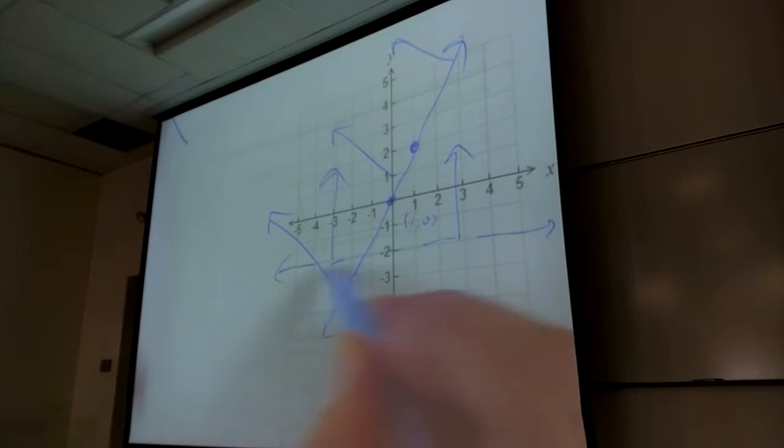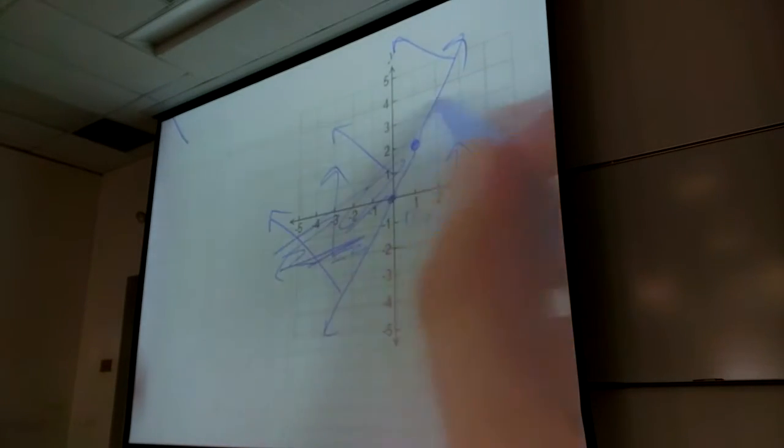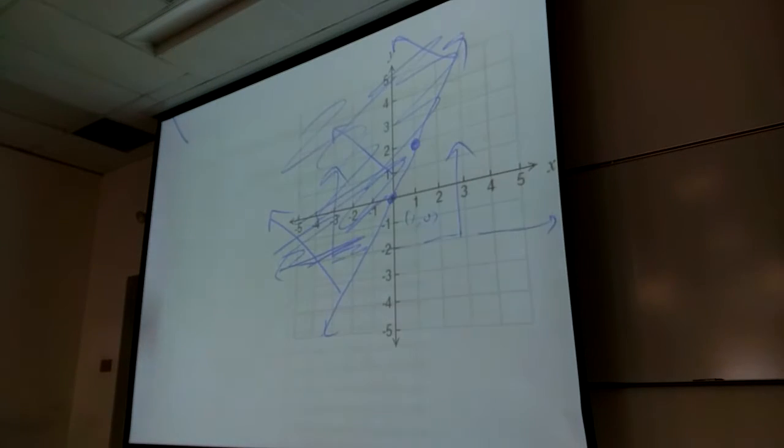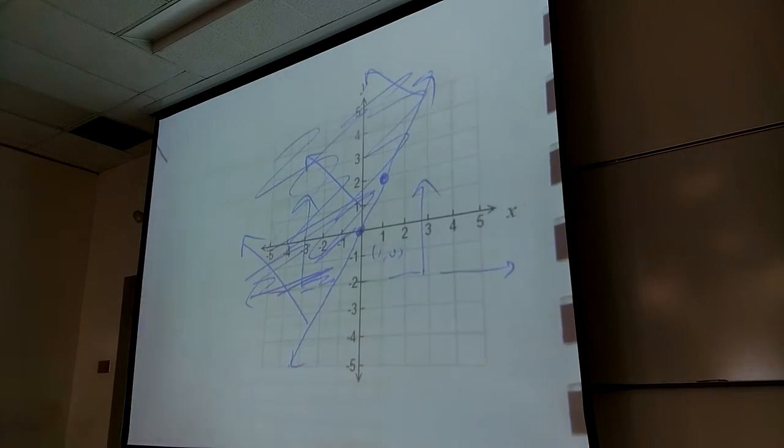So it's got to be above this line and above this line, so it's going to be in here. It's where the two overlap.